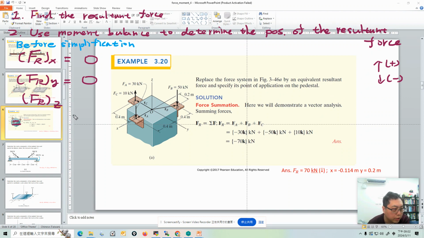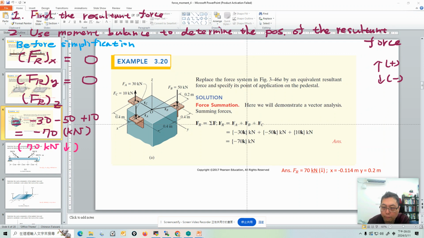Force A is minus 30, but you have to be careful with units: minus 30 means minus 30 kilonewton. Force B points downward and is minus 50, and force C points upward, so it's plus 10. Eventually you will have minus 70 kilonewton. The negative means it points down in the negative Z direction. Some textbooks write 70 kilonewton pointing downward, but that's the same meaning.